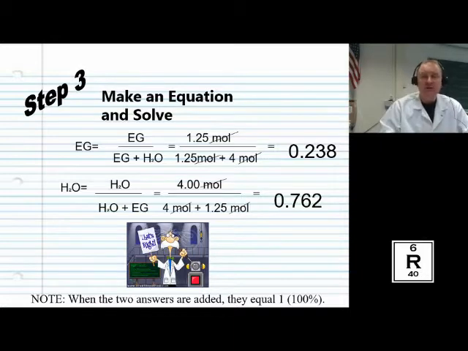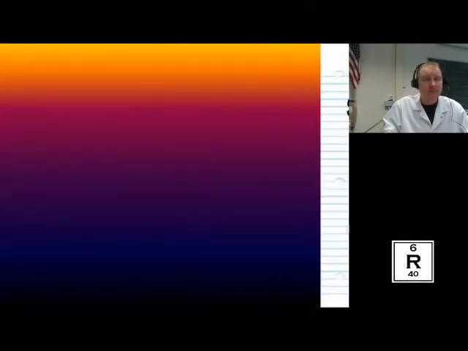And it's important to note that if you do the mole fraction for all substances in a solution and you add them up, it will always add up to 1. So if you take these two numbers and add them up, it adds up to 1 because that's 100% of what the solution is. All right.